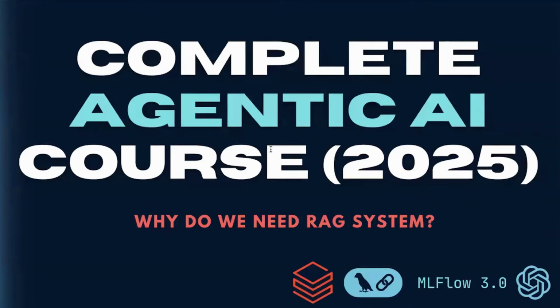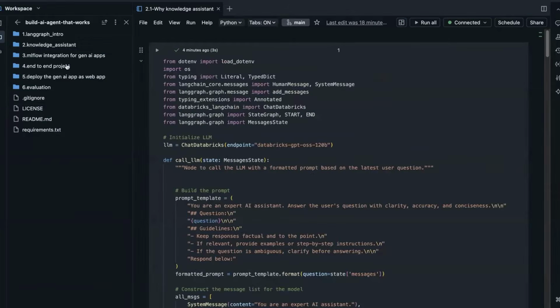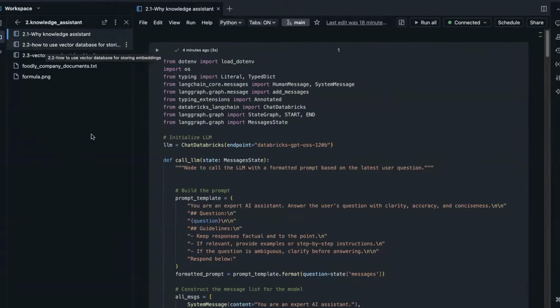So today we are starting a new module in the complete Agentic AI course. Today we'll see why we need a RAG system. From the playlist we are starting this module. I'm calling this the knowledge assistant, and you can start with the first notebook from here. Before we talk about RAG systems, let's understand why you really need a RAG system in the first place.